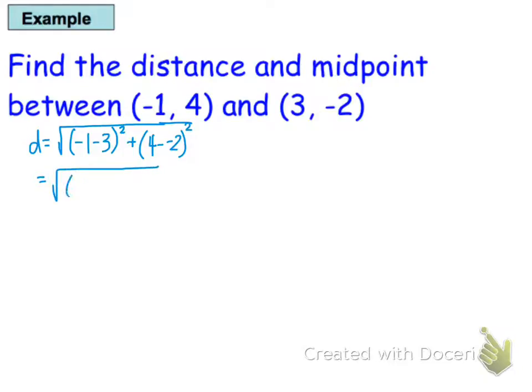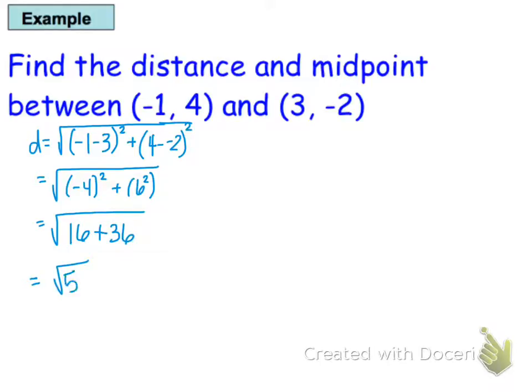If I continue now, I get -4 squared plus 6 squared, and I recommend just kind of doing the simplifying here by hand and not grabbing your calculator right away. You'll get lost in negative signs and parentheses. -4 squared is 16, and 16 plus 36 gives us a total of 52.